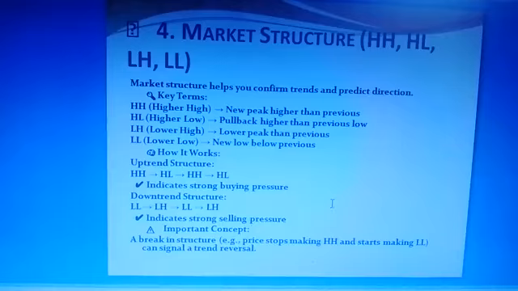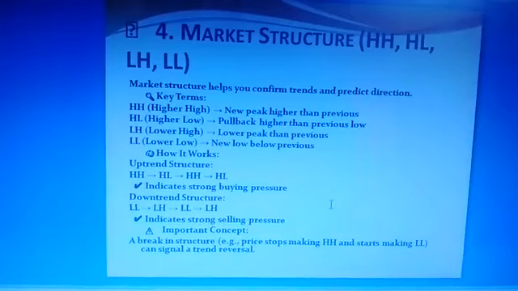Lower high, a lower peak than the previous high, and lower low, a new low below the previous lower low. How it works is the uptrend structure is higher high, higher low, higher high, higher low. So that's how you get an uptrend, and it indicates strong buying. You don't just go by one higher high, higher low indication. It has to be double or triple indications that signify this is indeed a strong bullish market.